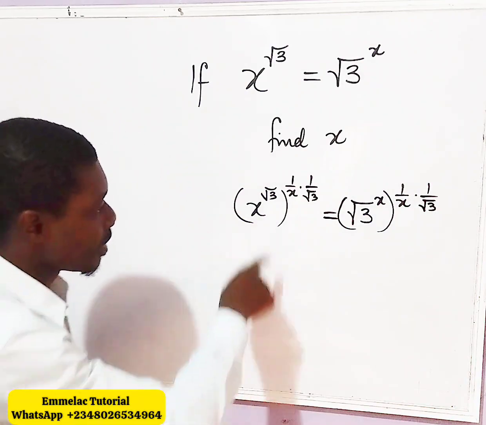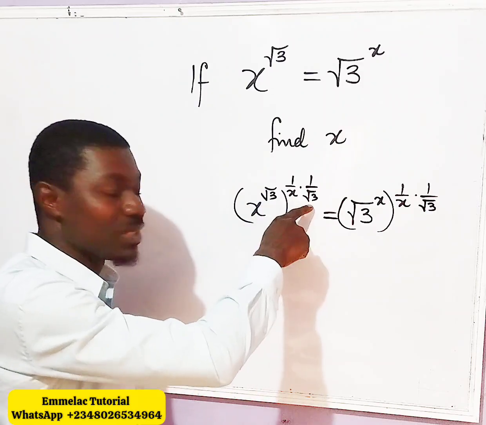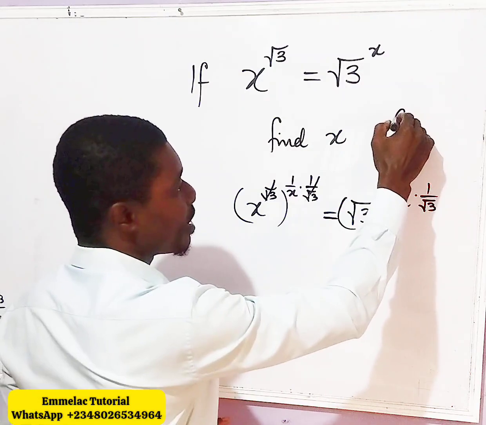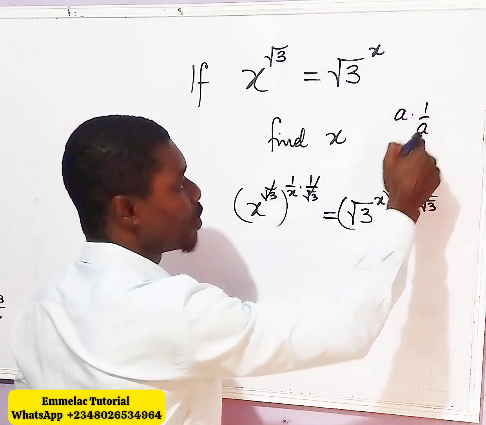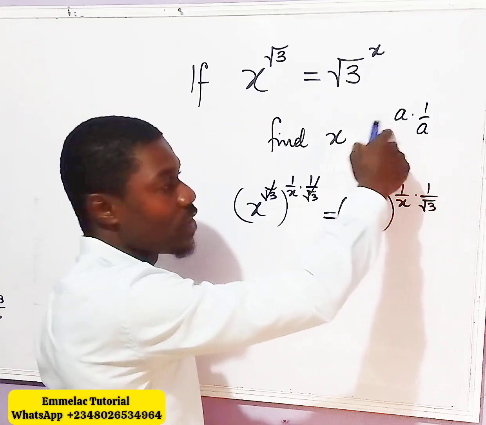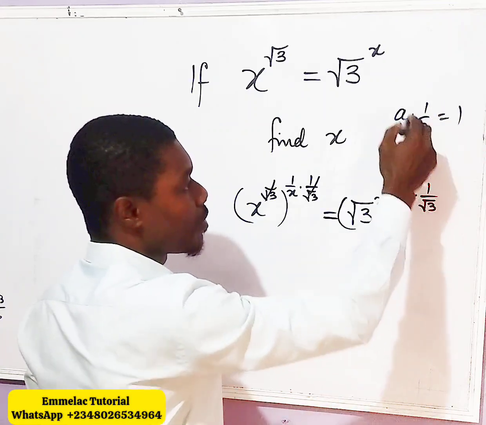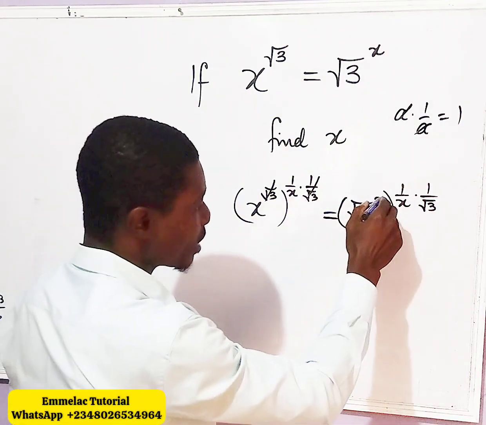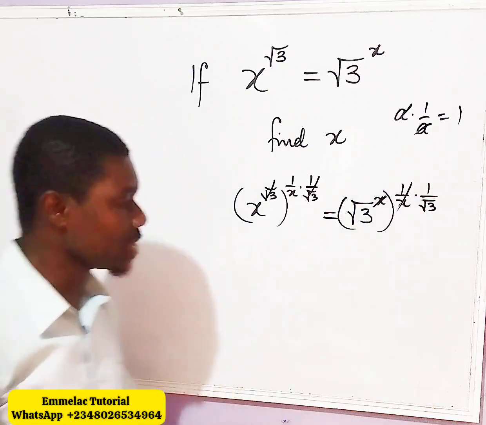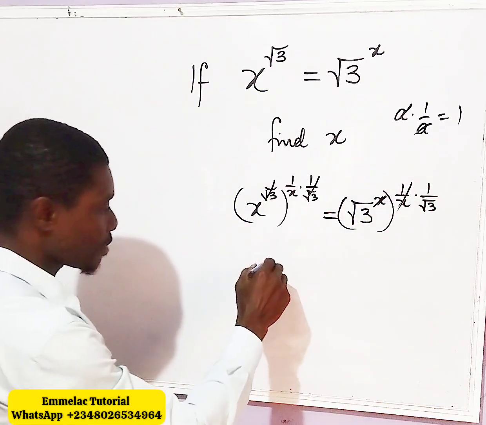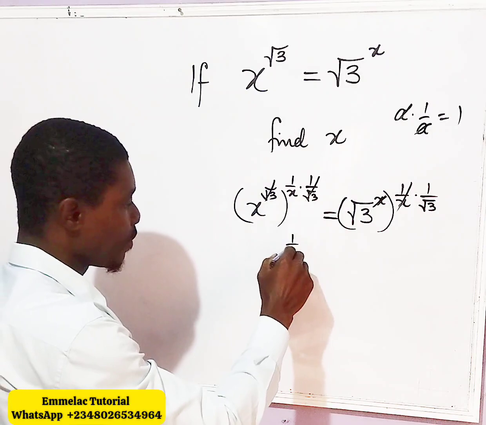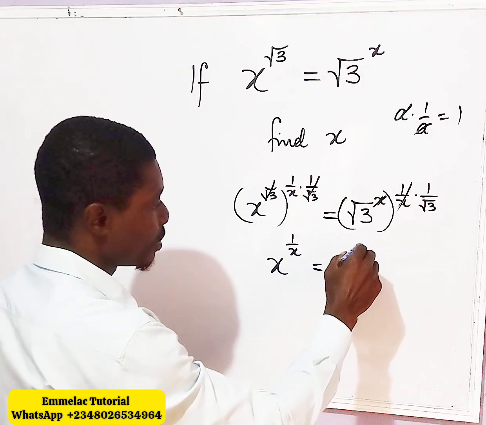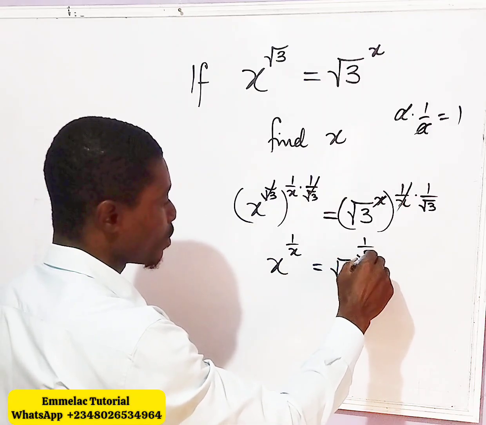So in this case now, the square root of 3 will eliminate its reciprocal, because when we have a times 1 all over a, which is 1 over a, the reciprocal of a, this will then give us 1, because this will cancel out this. So here x will cancel out the whole of this. So we are left with x raised to 1 over x, then equals the square root of 3 raised to 1 over the square root of 3.